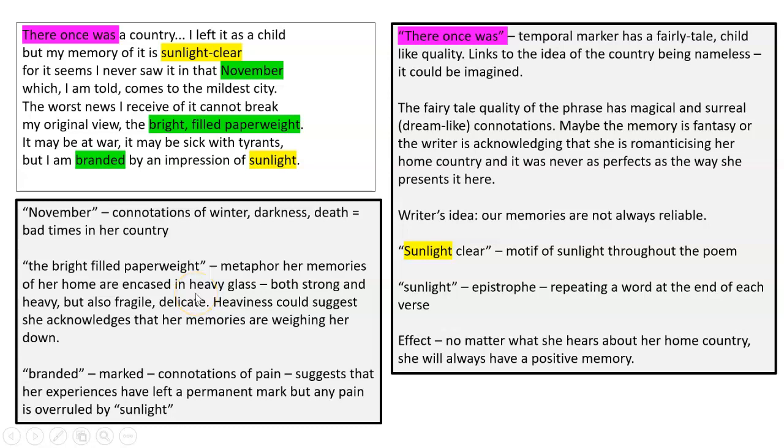Or maybe, if you think about what a paperweight does, it holds something down, it sort of tethers something. So maybe her identity is linked to this country and her memories are her way of trying to keep hold of that identity. And she says it may be at war, it may be sick with tyrants. So this may suggest that she's almost unwilling to accept what it's like. But she is branded by an impression of sunlight.